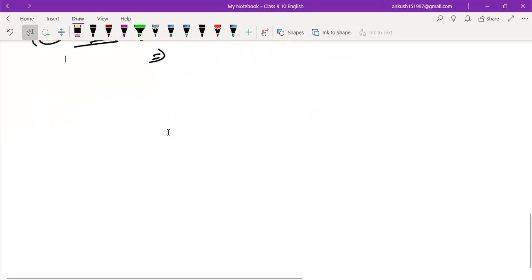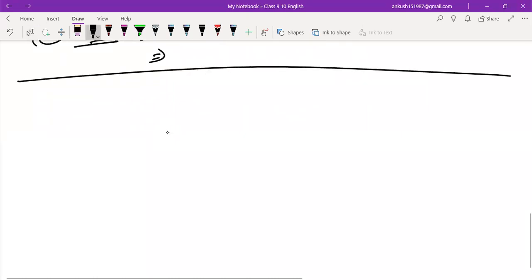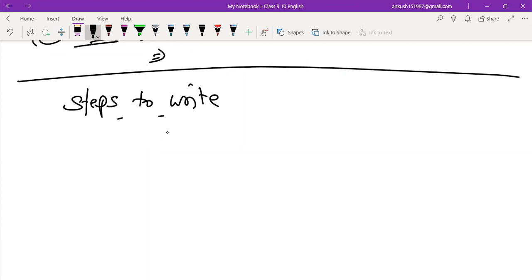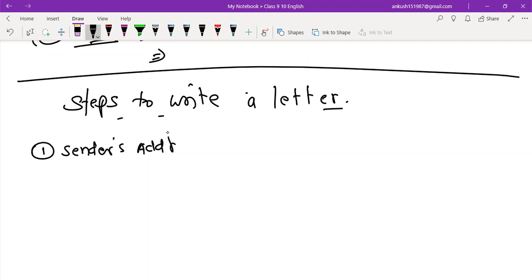Let us understand now the steps. What steps are important? Steps to write a letter. Okay. First step is to write the sender's address. Which address? Sender's address. Understood? It is very, very important to write over there.